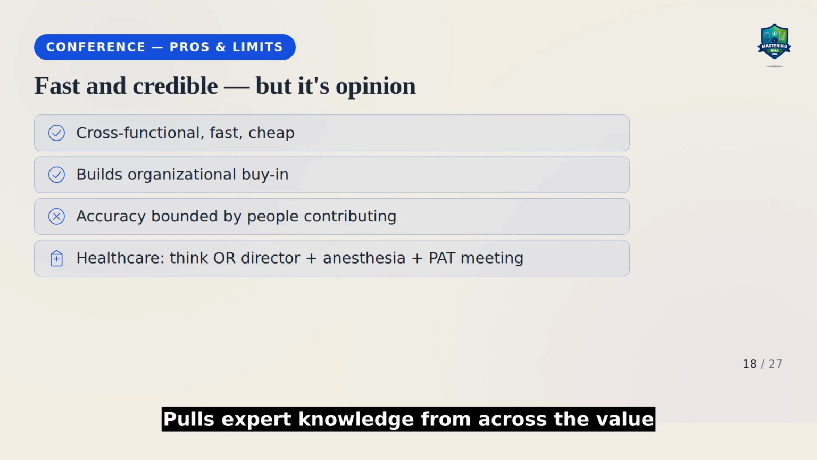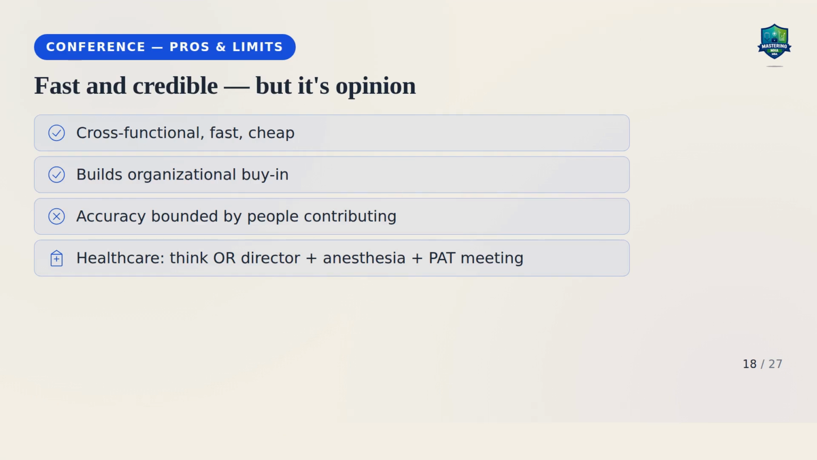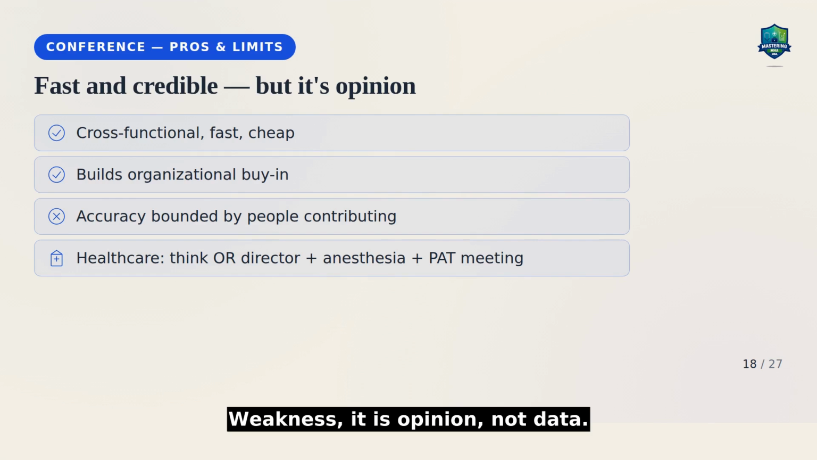Pulls expert knowledge from across the value chain, which gives the estimate political weight inside the organization. Weakness: it is opinion, not data. Accuracy is bounded by the care and skill of the people contributing. In a hospital, this looks like a budget meeting where the OR director, anesthesia, and pre-admission testing each give their take on how case mix shifts will affect supply costs.